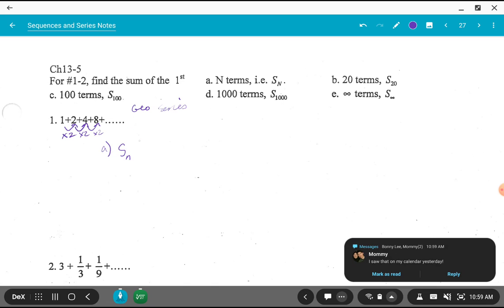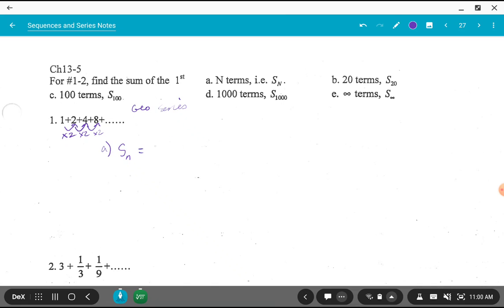So S sub n is equal to our first term being 1, and then we multiply that by 1 minus r to the n power. What's our r value? That's the common ratio. Our common ratio in this case is going to be the value of 2. So 1 minus 2 to the power of n, all over 1 minus r. Our r value, the ratio again, is 2. So that's what S of n is going to look like.